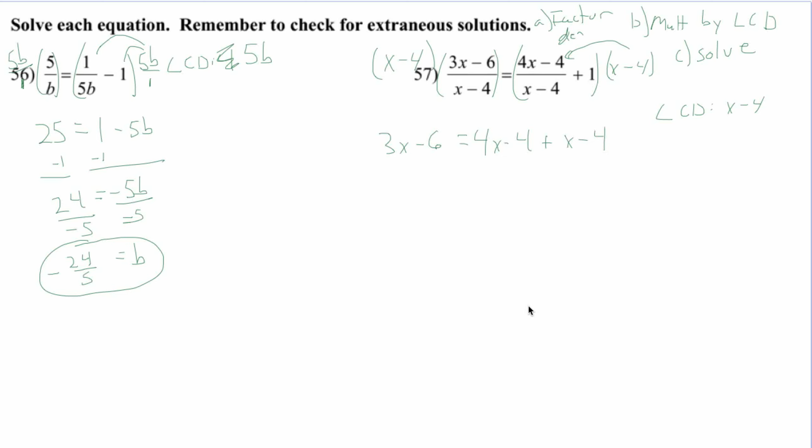And now we're going to solve this related equation, which again turns out to be pretty easy. 3x minus 6 equals, we got a couple like terms here. 5x, negative 4, and negative 4 is negative 8. We'll subtract 5x from both sides. At the same time, we'll add 6 to both sides. And we get negative 2x equals negative 2. Dividing both sides by negative 2, we get x equals 1. Again, 1 is okay because it does not make the denominator 0. X equals 1.